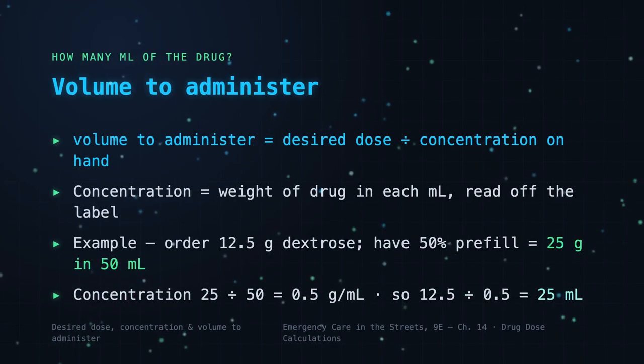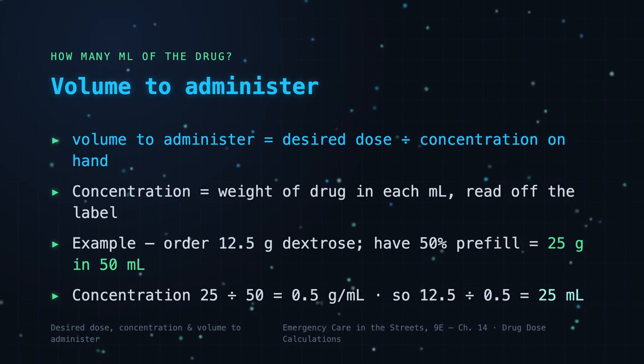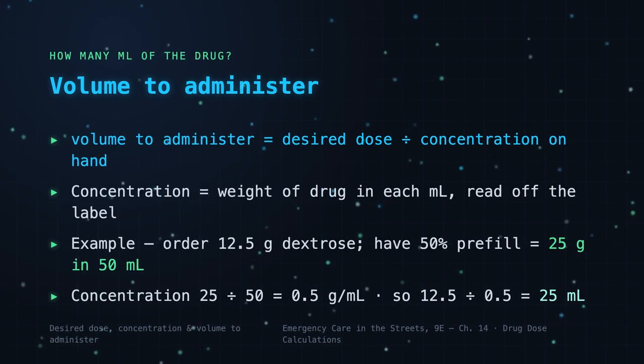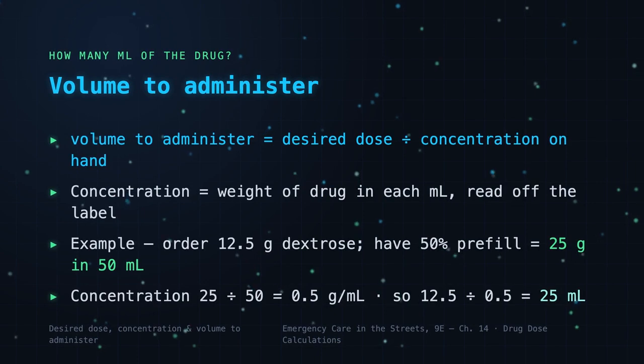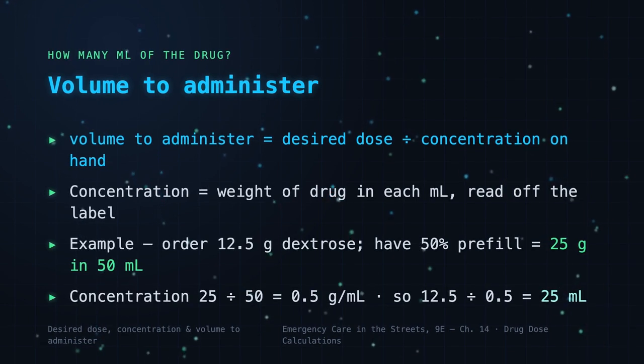Last piece, how many milliliters of a drug to give. The label tells you the concentration, the weight of drug in each milliliter, and the order tells you the desired dose. The formula is desired dose divided by concentration on hand, equals the volume to administer.